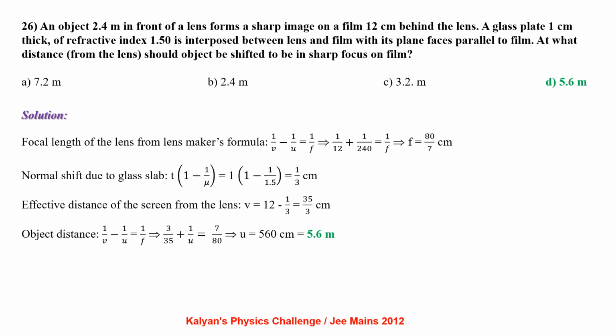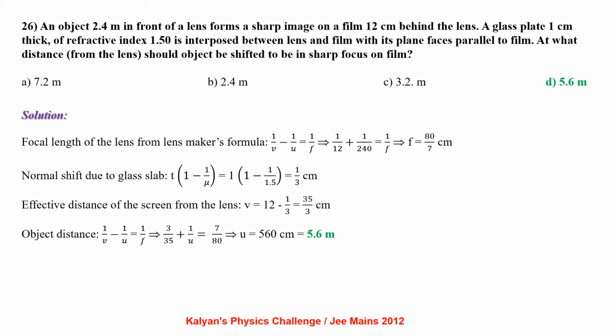An object 2.4 meter in front of a lens forms a sharp image on a film 12 cm behind the lens. A glass plate 1 cm thick of refractive index 1.5 is interposed between the lens and the film with its plane faces parallel to the film. At what distance from the lens should the object be shifted to be in sharp focus on the film again?